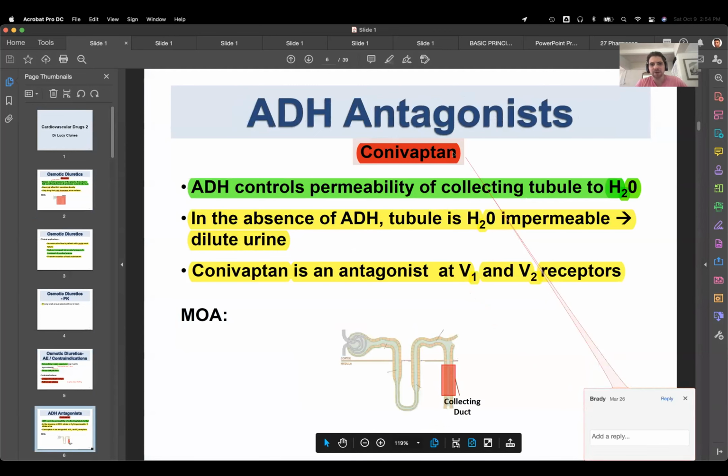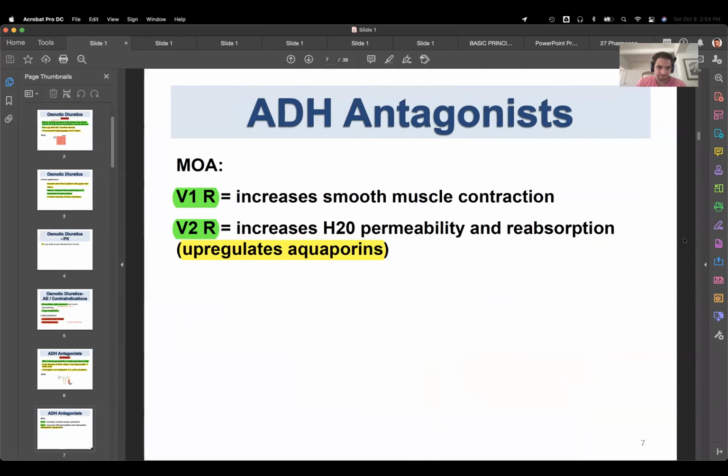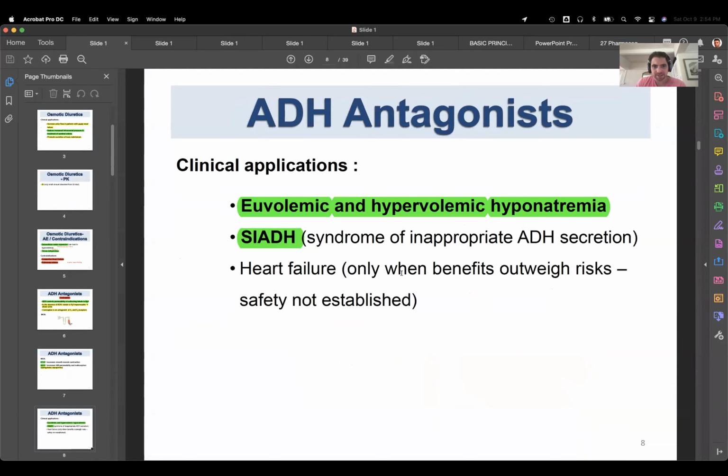ADH, this is not super important either, but ADH, remember, brings free water back into the body. So if you have something like SIADH, syndrome of inappropriate ADH, you can give something like this, right? There you go.